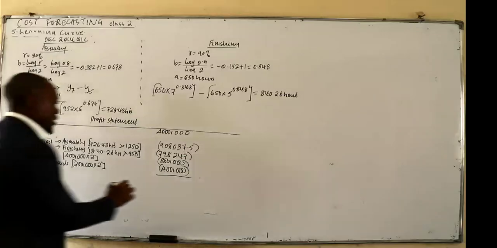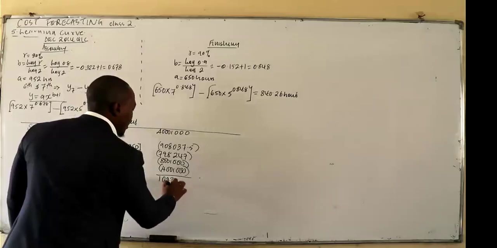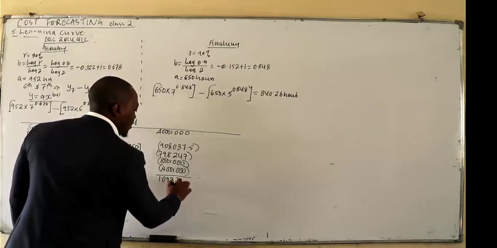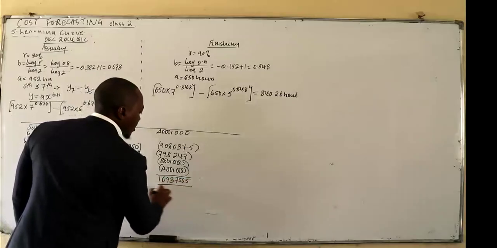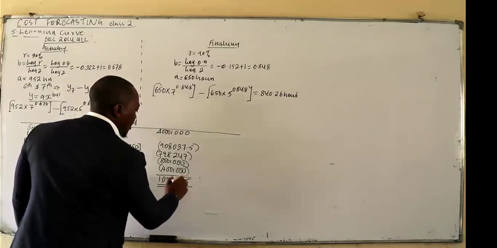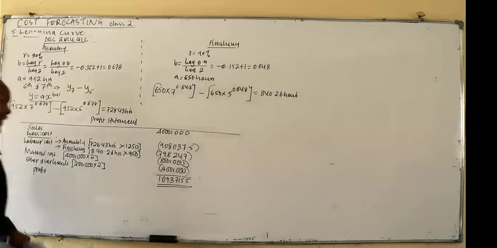You get 1093? 750.5? 715.5. Good. You can copy.